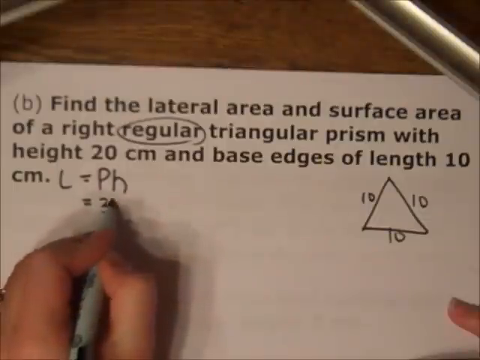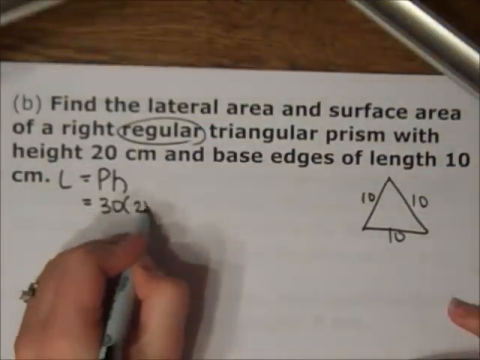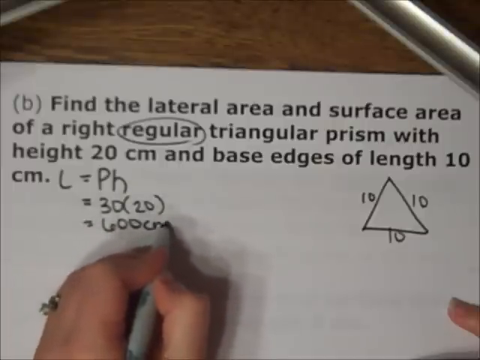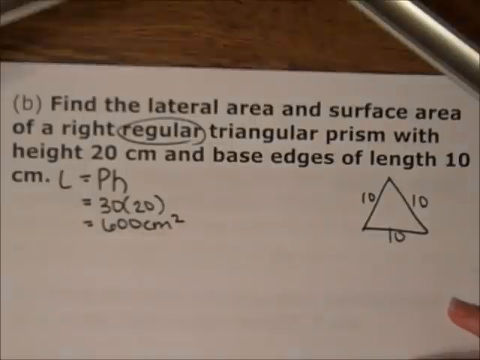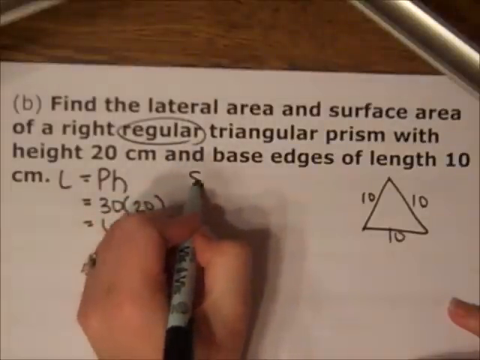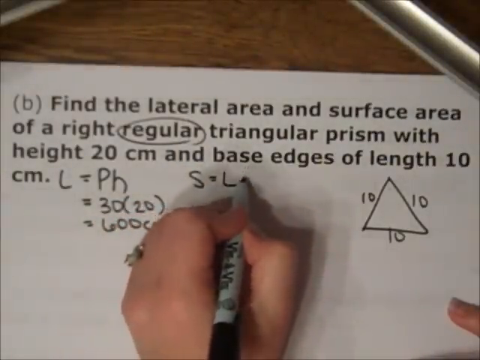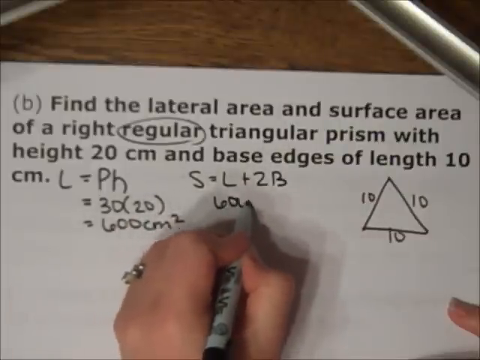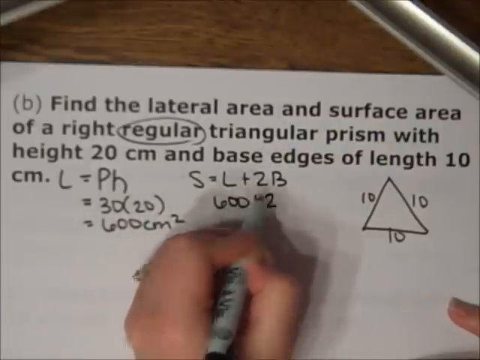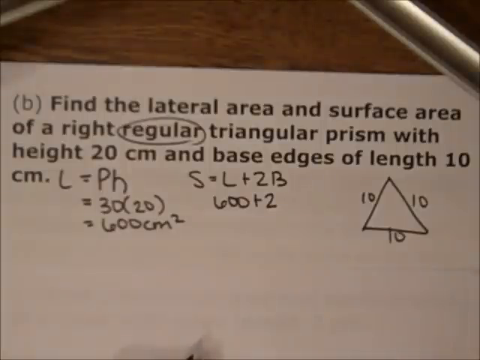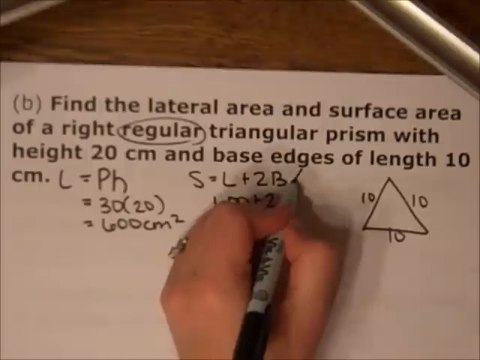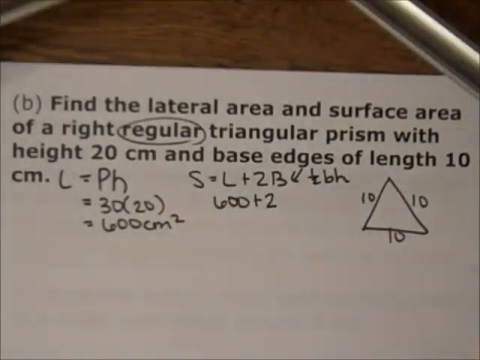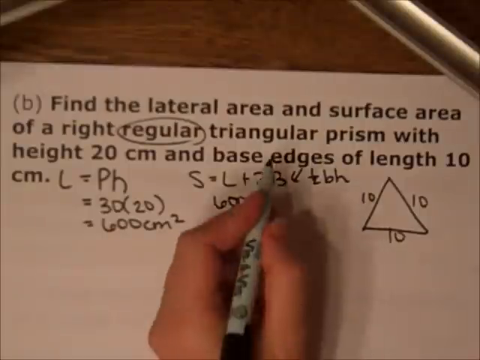So the perimeter is going to be 30. The height is going to be 20. So the lateral is going to be 600 centimeters squared. Okay. The total surface area is L plus 2B. So we already know our lateral is 600, plus 2 times the area of a base. Now the base is a triangle, so we're going to put in 1/2 bh here so we can find the area of these triangles.